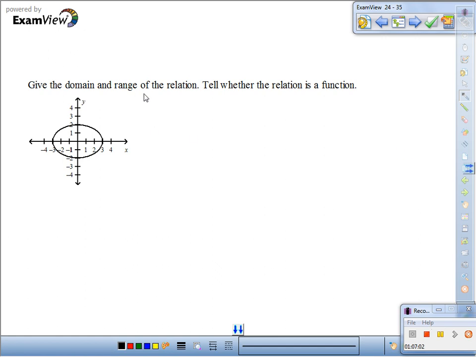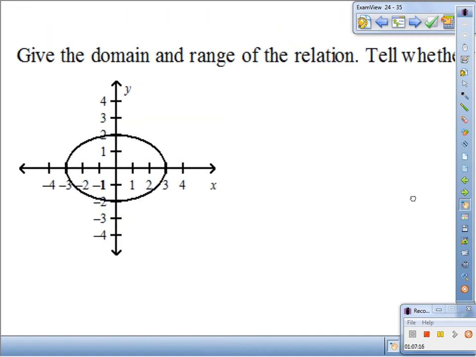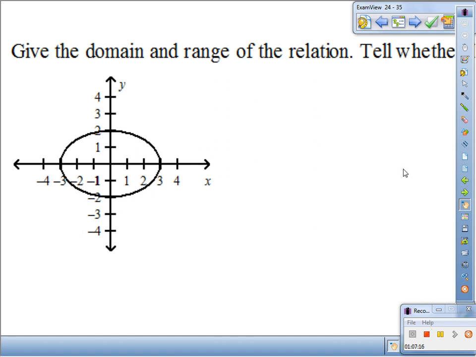Give the domain and range of the relation and tell whether the relation is a function. So let me zoom in. Now, some of you, I saw you left this one blank. However, here we go. First of all, I'm going to take my vertical line test. Now, some of you, I told you to use a pencil. Go from left to right, right? Here we go. So let me do that.